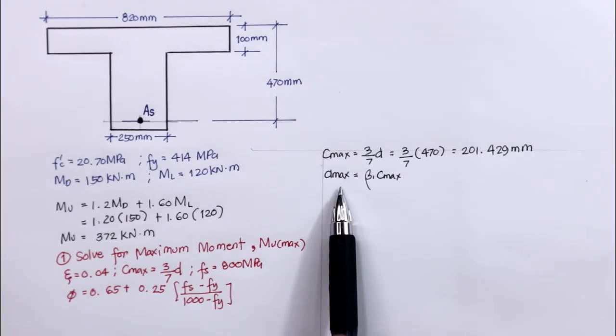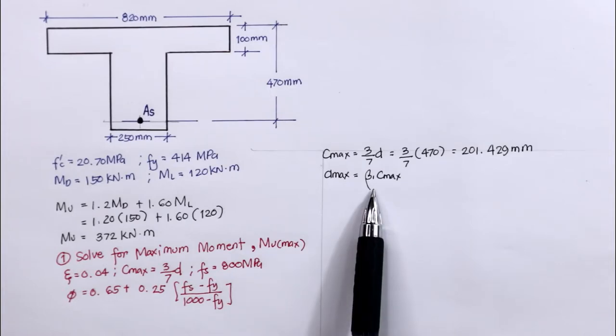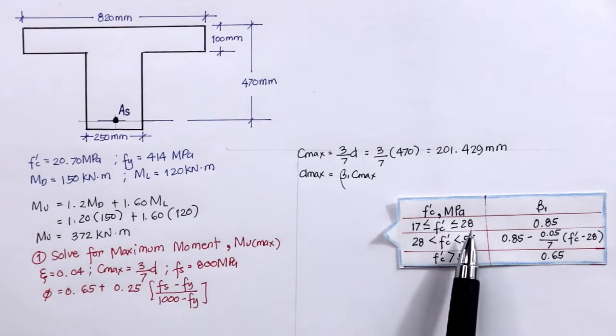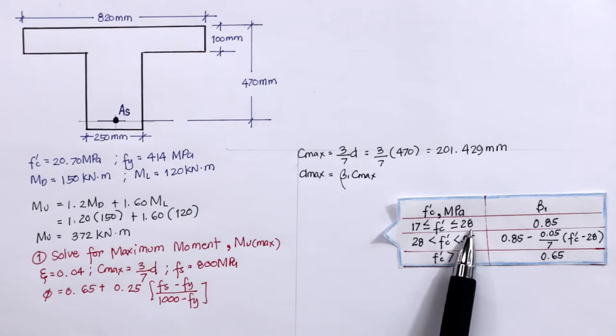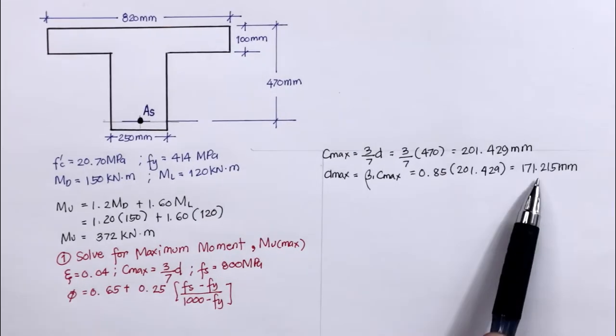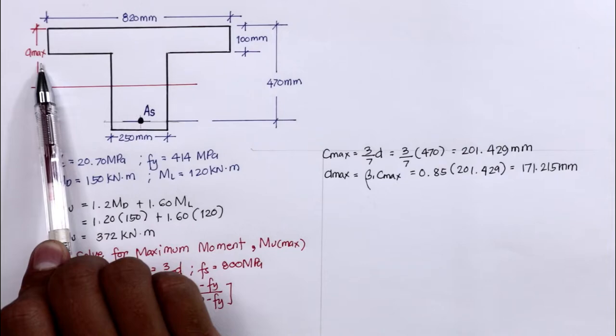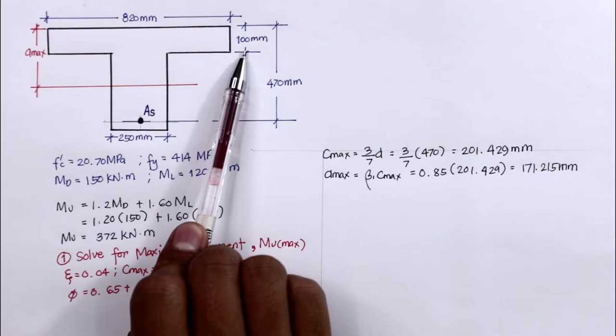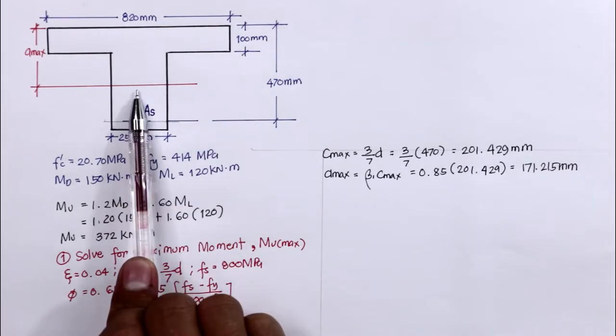Para naman makuha yung value ng a max, equal to beta 1 c max. Since the value of f'c is equal to 20.70 MPa, magpo-fall tayo sa kategory na to. Kaya ang gagamitin natin na value ng beta 1 is equal to 0.85. Then the value of a max is equal to 171.215 mm. Since mas malaki yung value ng a na nakuha natin compared sa thickness ng flange na 100 mm, therefore, magpo-fall yung a sa web ng T-beam.